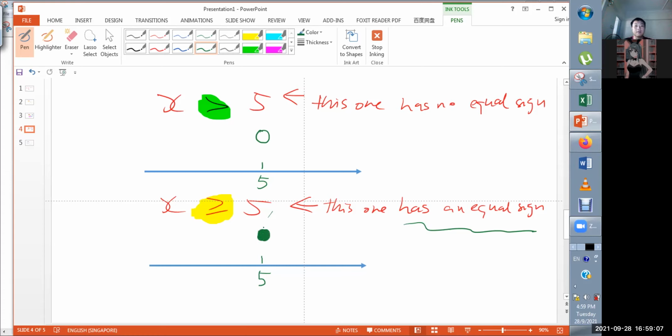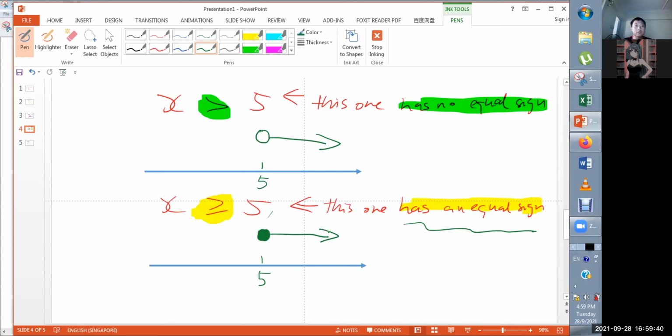Okay. So does it make sense to you now? Yeah. Okay, good. So in fact, no equal sign, empty circle. Has an equal sign, solid circle. Then after that, bigger means to the right. Bigger means to the right. So that's the only difference when you have an equal sign or you don't have an equal sign.